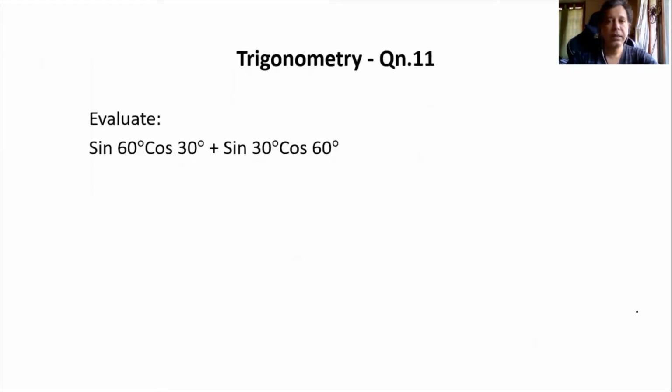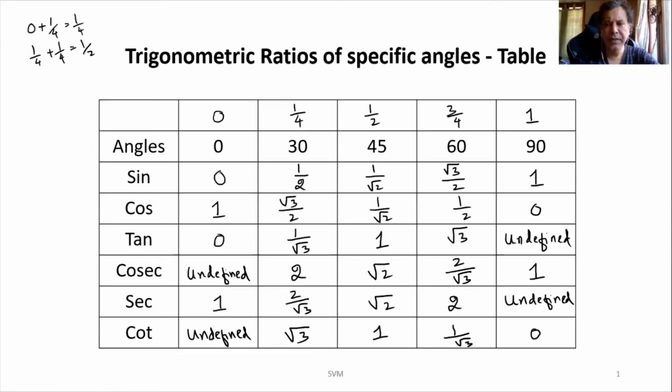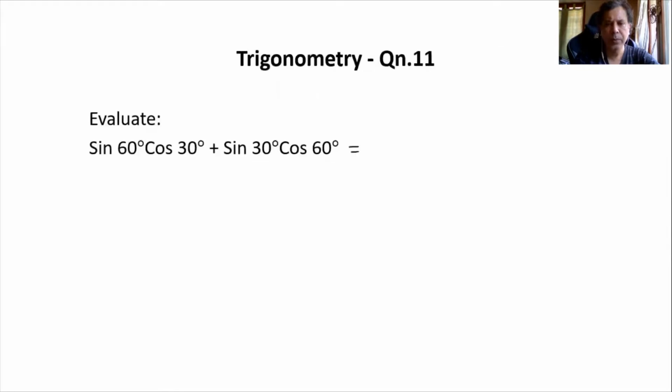Question number 1. We need to evaluate sine 60 degrees multiplied by cos 30 degrees plus sine 30 degrees multiplied by cos 60 degrees. We only need to refer to the table we created previously. What is the value of sine 60? The value of sine 60 is root 3 by 2. So let us substitute that.